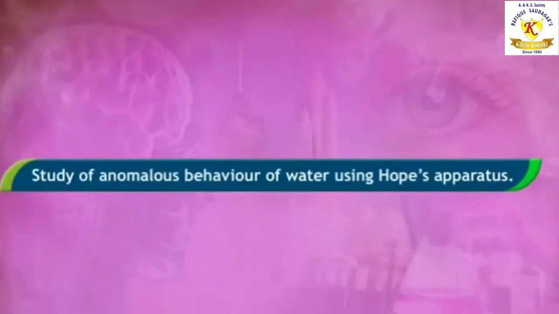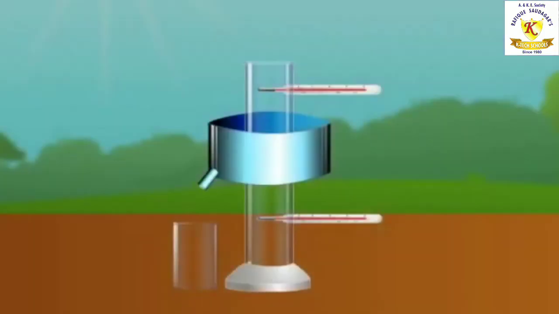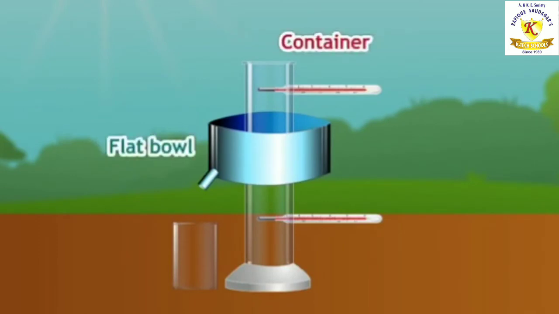Now, the study of anomalous behavior of water using Hope's apparatus. The anomalous behavior of water can be studied with Hope's apparatus. In Hope's apparatus, a flat bowl is attached to a cylindrical container as shown above.